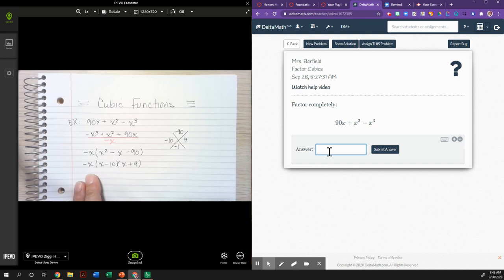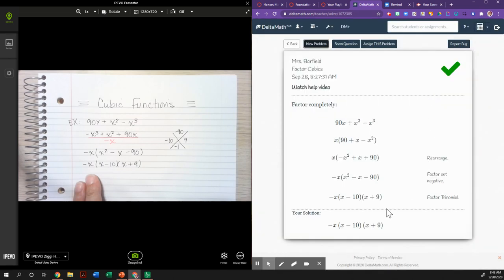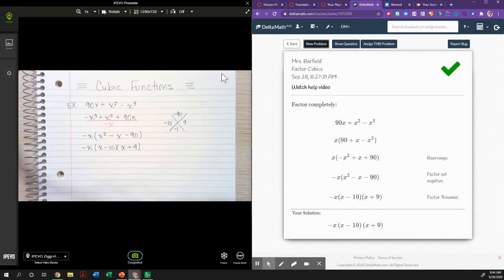So now I'm going to go over here, negative x, parentheses, x minus 10, and then x plus 9. Submit my answer. Yes, and there we go. And you can see I've got similar work to Mr. Delta Math. So he took 2 extra steps before he factored it, in terms of he took out an x here, and then he took out a negative 1, and then he factored, whereas I did it all in one step. All right, let's try another one.